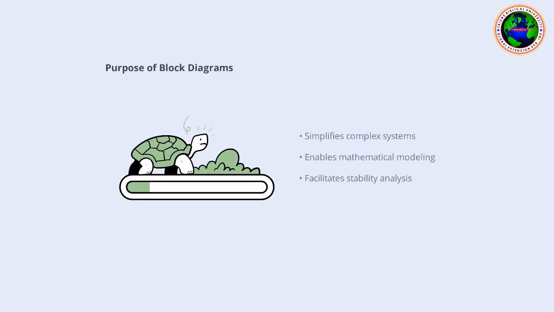How do engineers use block diagrams? The main reason is to simplify complex systems. By breaking down a system into manageable parts, block diagrams make it easier to model mathematically, analyze stability, and design effective control strategies. They serve as a universal language for engineers, allowing teams to communicate ideas clearly and efficiently, regardless of the system's complexity.